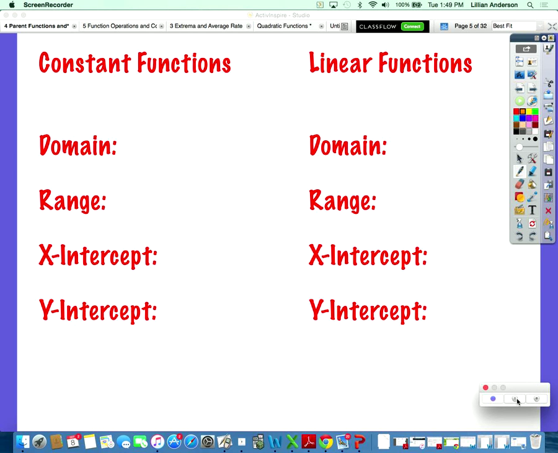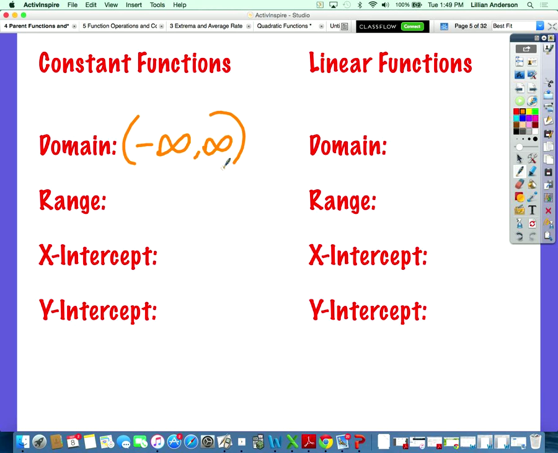Looking at that diagram that you have, who thinks they know what the domain is of the constant function? Yes, it is. It's -infinity to infinity. Remember, domain relates to what axis? X, and range? The y's. There was no point on that horizontal line that was not defined. So that's why our domain is from -infinity to +infinity.